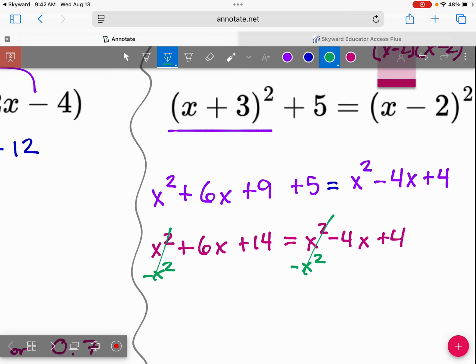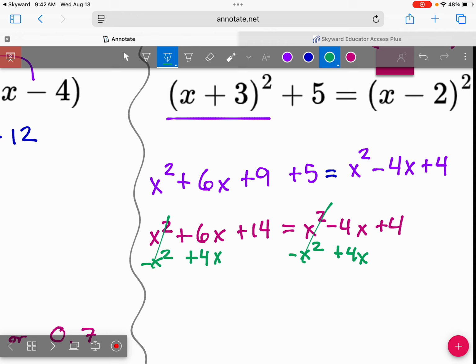Then what should we do? No, wait, add the 4x. It's all good. I was going to say, I couldn't tell if you were aiming for the 4x or the 4. Either way, we could do that, but just be careful. Because that's going to give us 10x plus 14 equals 4.